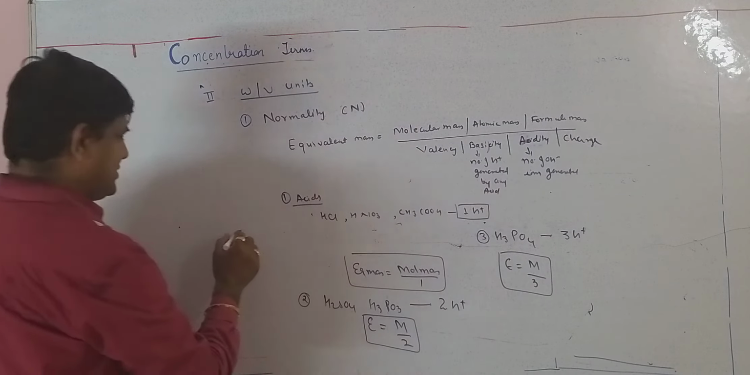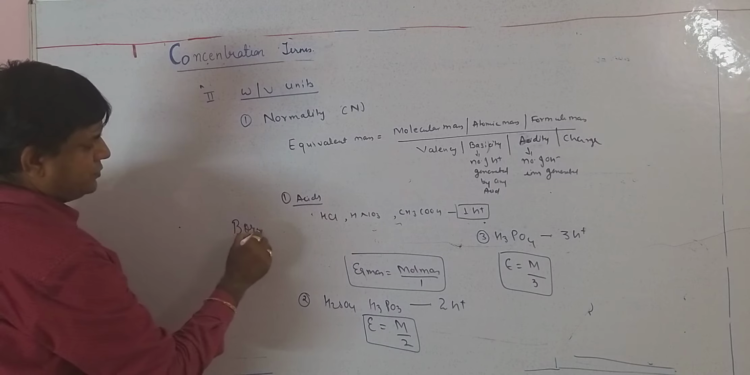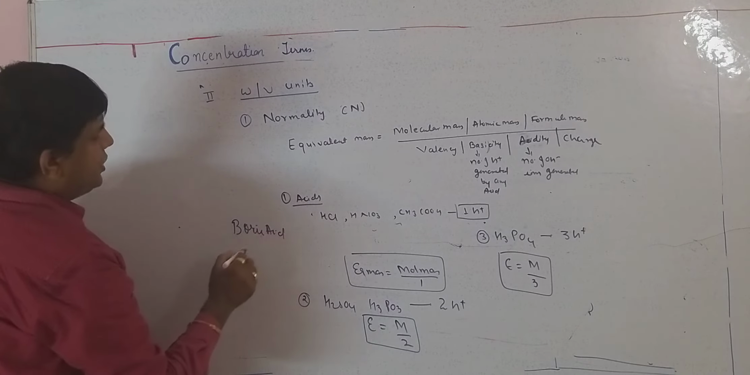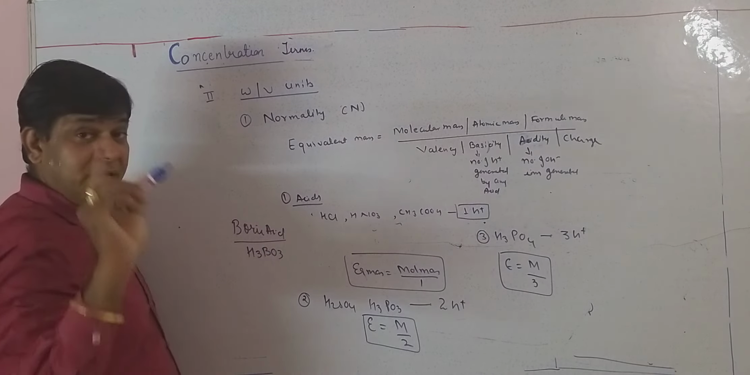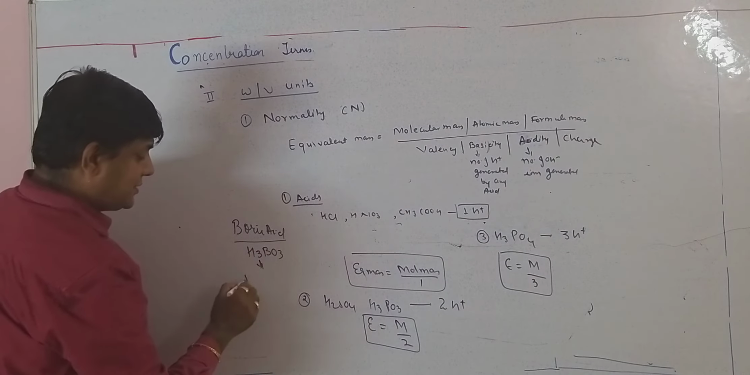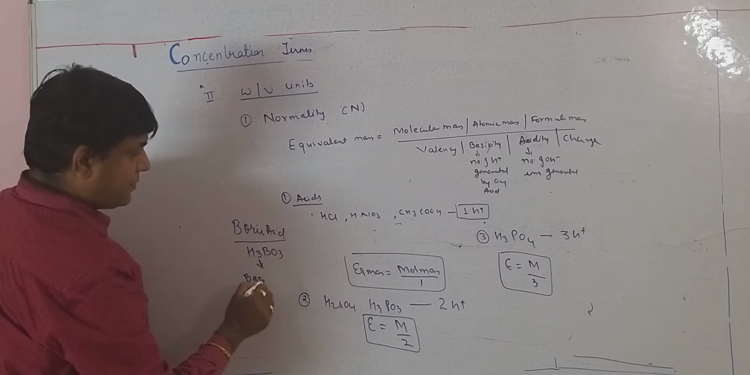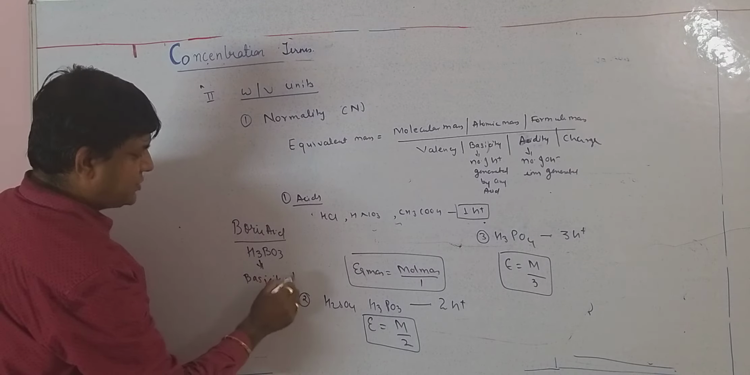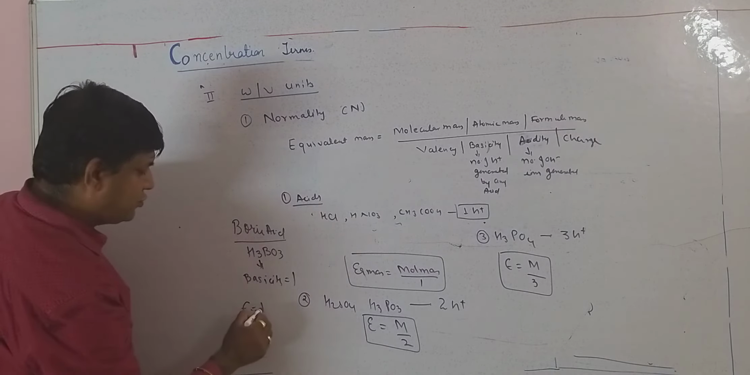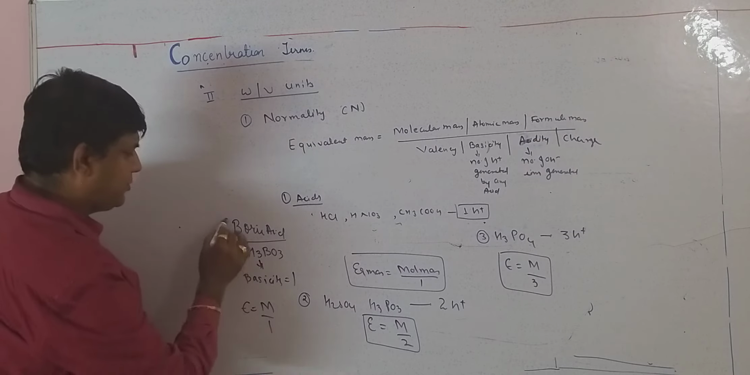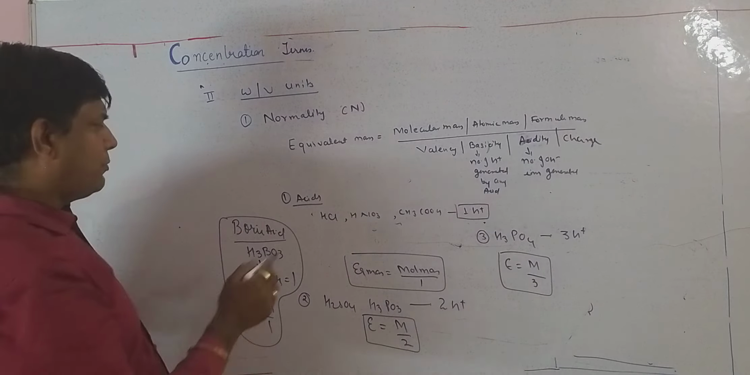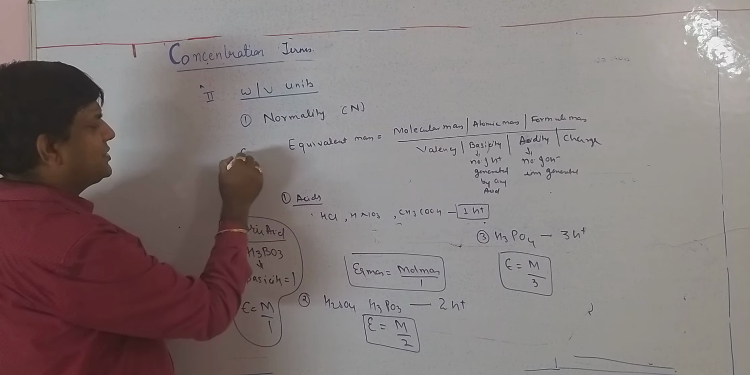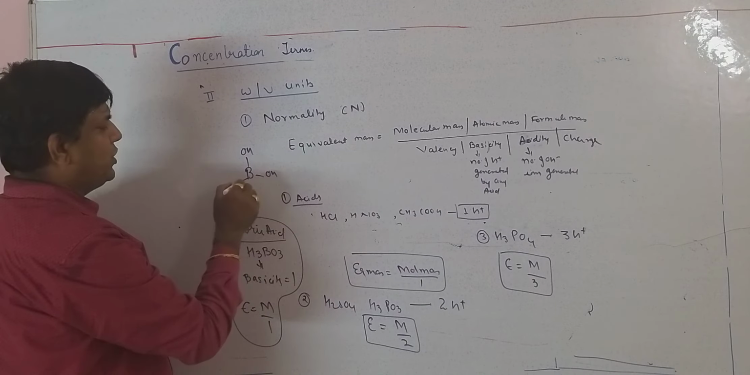It's boric acid. If boric acid is given, the formula is H3BO3. But remember students, in the case of boric acid, its basicity is 1. Equivalent mass is equal to molecular mass upon 1. It is an important topic. The reason is, if we observe the structure of boric acid, it is B, OH, OH and OH.